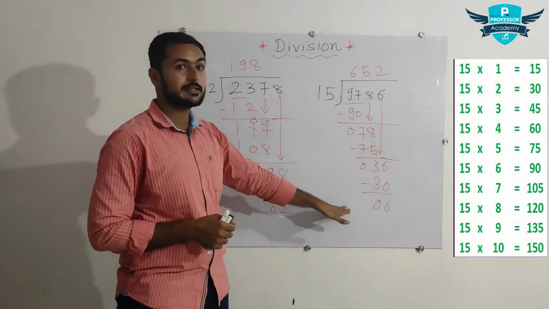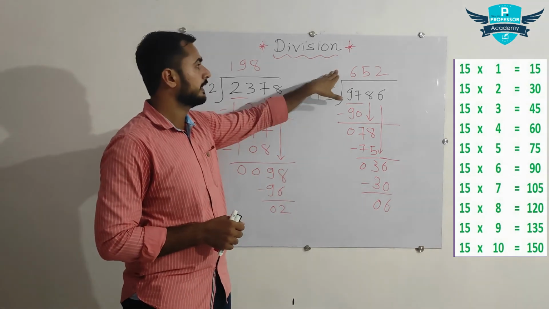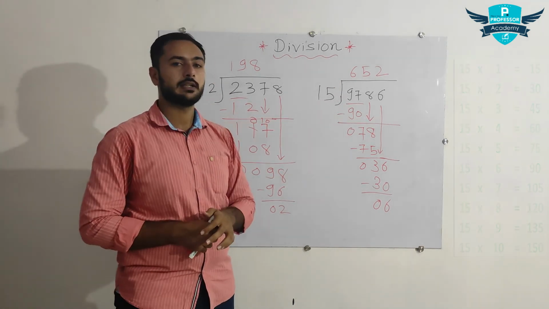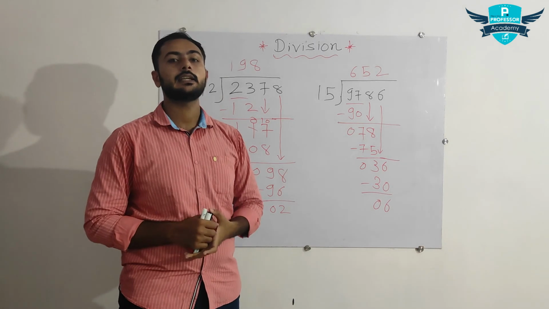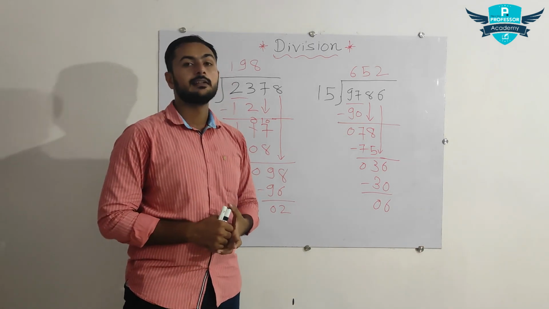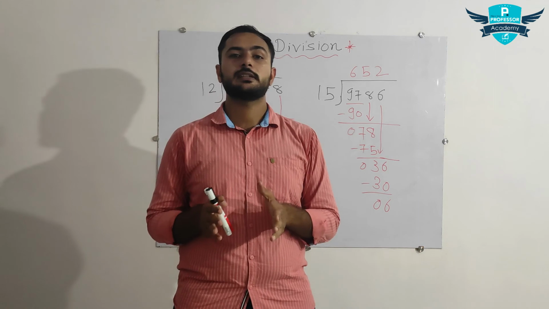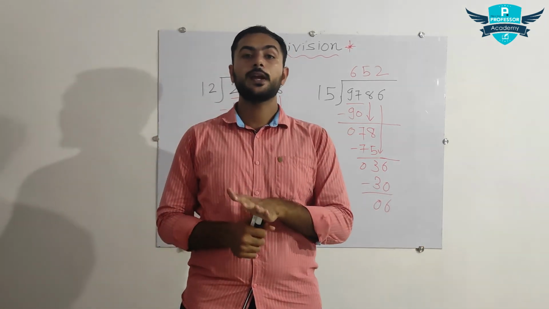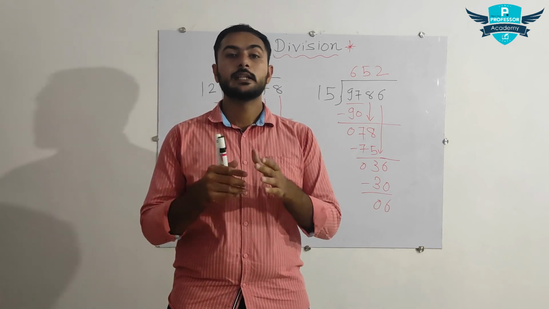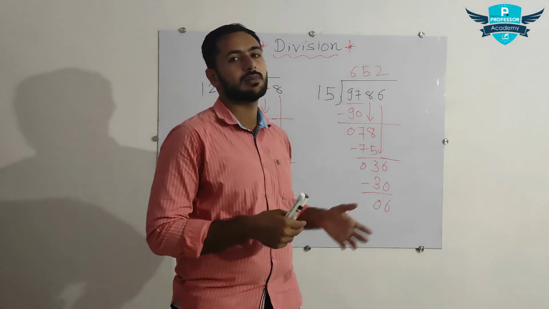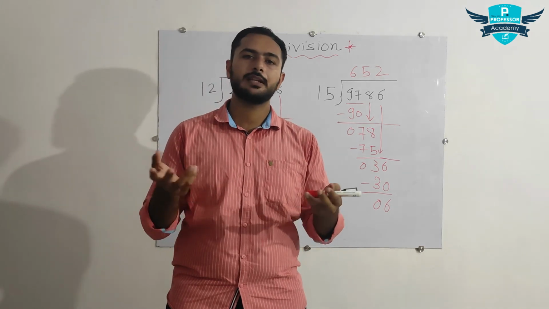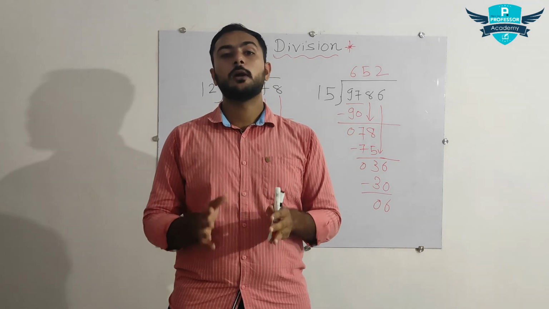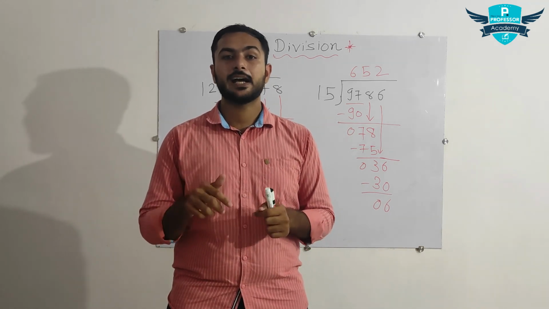It means this is our final answer, where 15 is the divisor, 652 is the quotient, 9786 is the dividend, and 6 is the remainder. Now just try to understand the whole process by repeating this video, and learn very well how to find the division for any number. That can be 4 digits and 2 digits, 3 digits and 2 digits, 3 digits and 1 digit, whatever. Don't forget to complete the worksheet, which is at the end of this video.